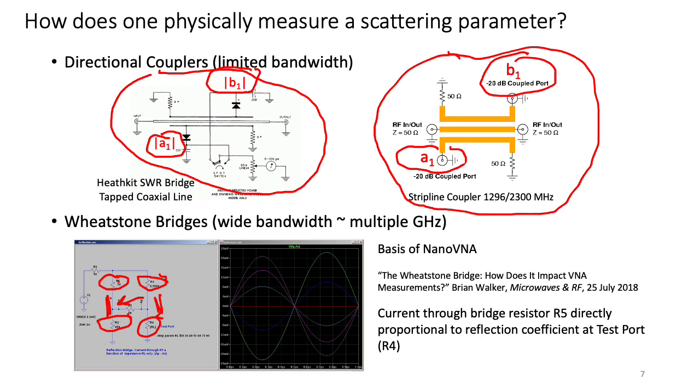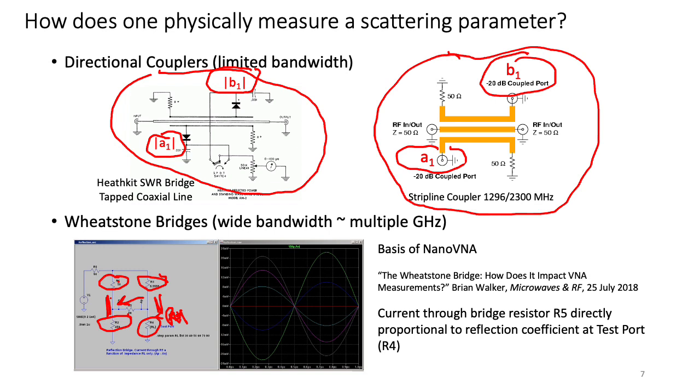And it turns out that the current through this resistor, you probably can't see it, but it's R5, is directly proportional to the reflection coefficient at test point R4. This is test point R4 right here. So it's an extremely useful approach to measuring reflection coefficients.